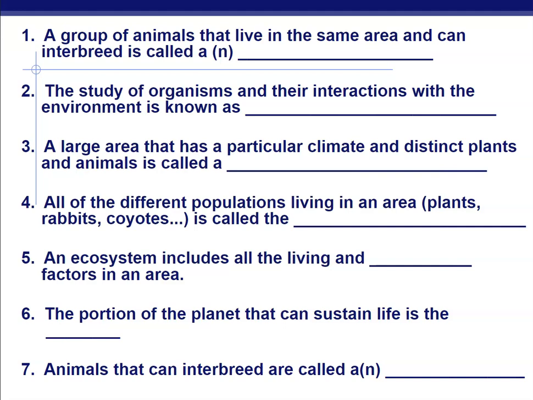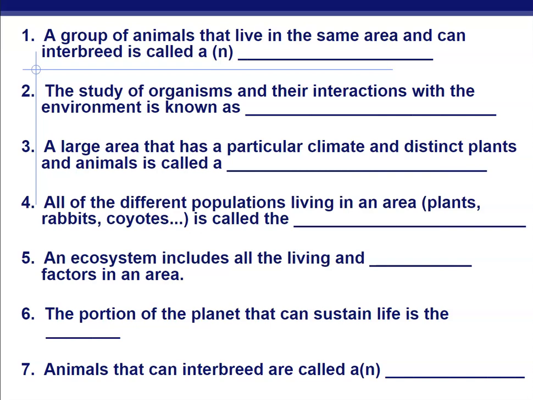So a group of animals that can live in the same area and can interbreed would be called a species. The study of organisms and their interactions within the environment is known as ecology. A large area that has a particular climate and distinct plants and animals is called a biome. All of the different populations living in an area, so plants, rabbits, coyotes, is called the community.